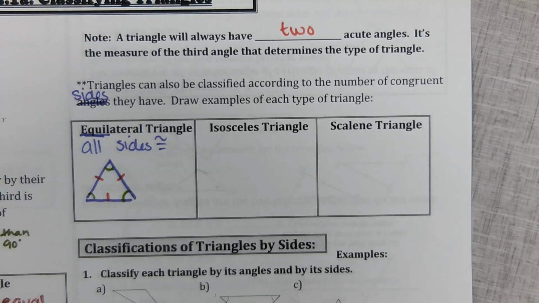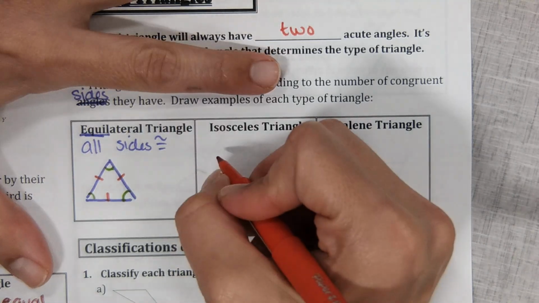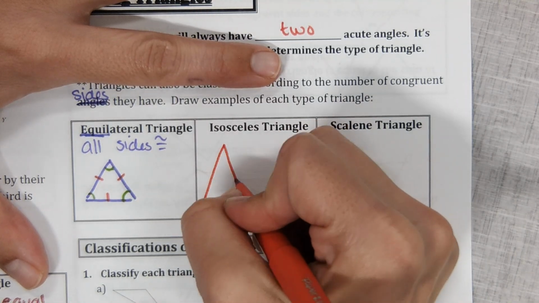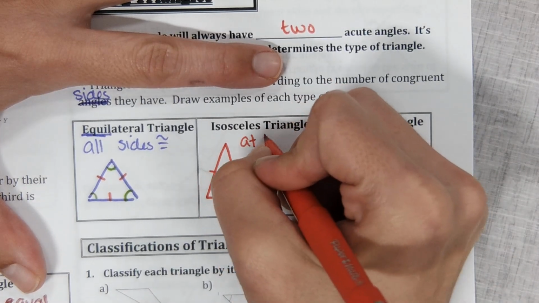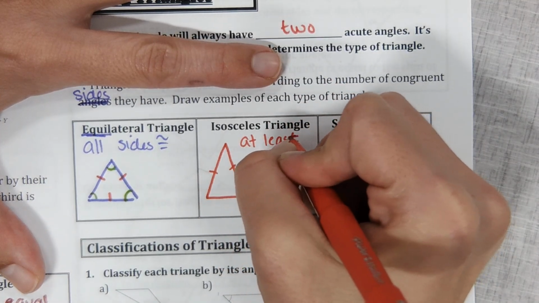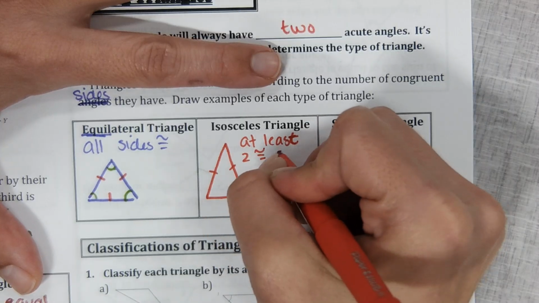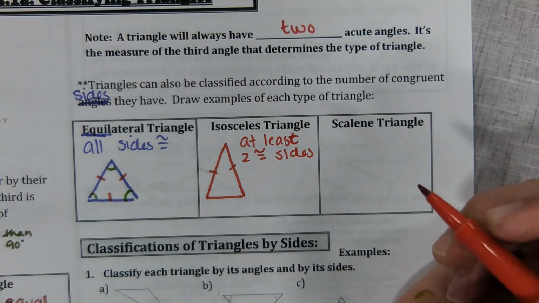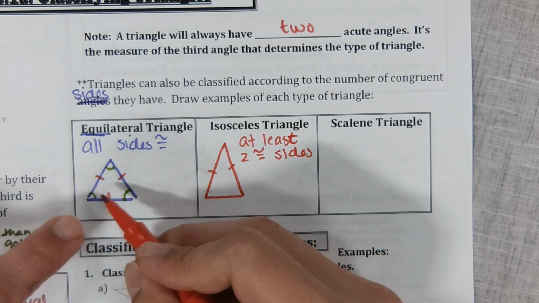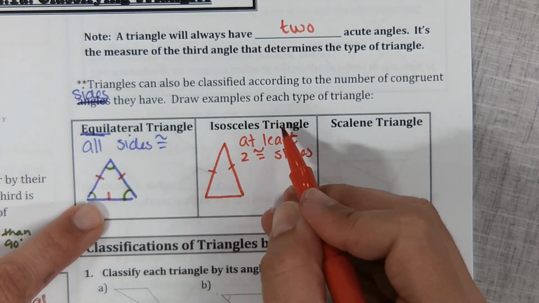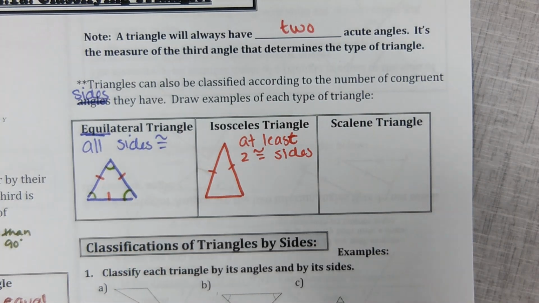And for an isosceles triangle, you've seen this before. Isosceles triangle, two congruent sides. So it has at least two congruent sides. So one of the things that happens is an equilateral triangle is also an isosceles triangle because it has two congruent sides. So that's why I say at least two congruent sides.